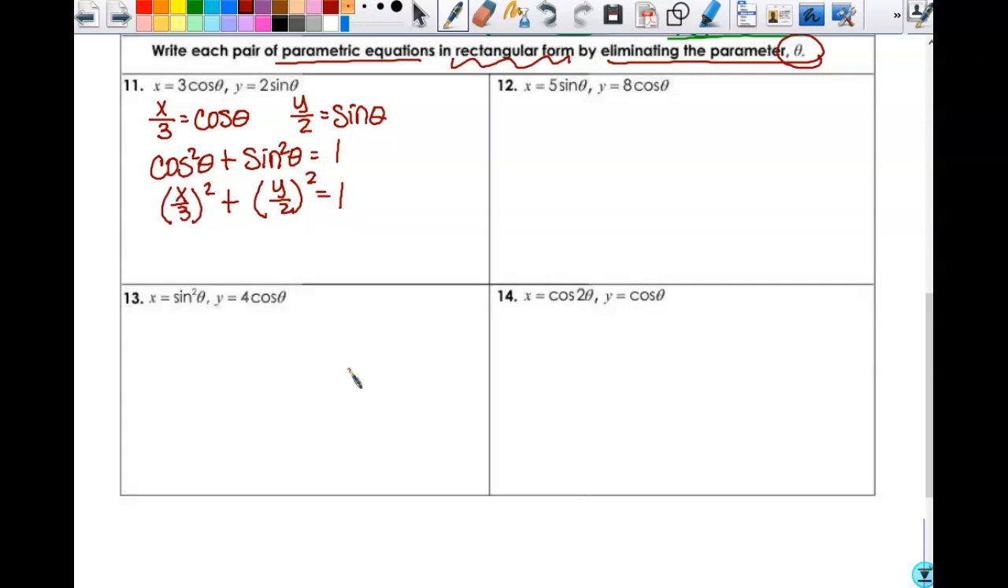I'm not going to have to solve for x or y here on these, but I do need to clean it up some. So this would give me x squared over 9 plus y squared over 4 equals 1. And that's your answer. And on these, we don't have to worry about domain restrictions either.